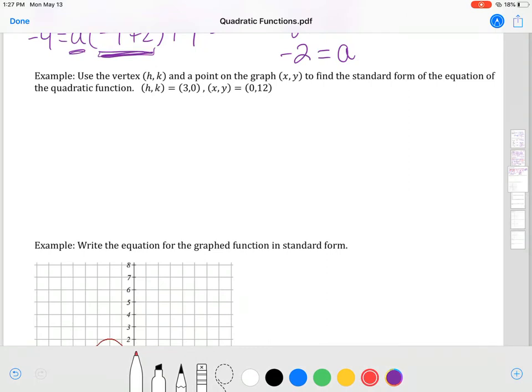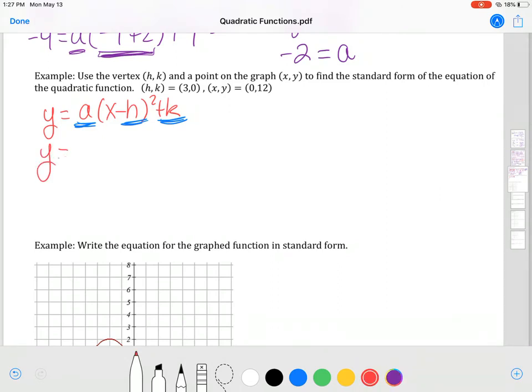Okay, same idea here. We want to put it in standard form. They give us the h and the k and an extra point. So in order to put it in standard form, I need to know what my a is, my h, and my k. They give us the h and the k, so 2/3 of the problem is already done for us. I'm just going to go ahead and plug that in.